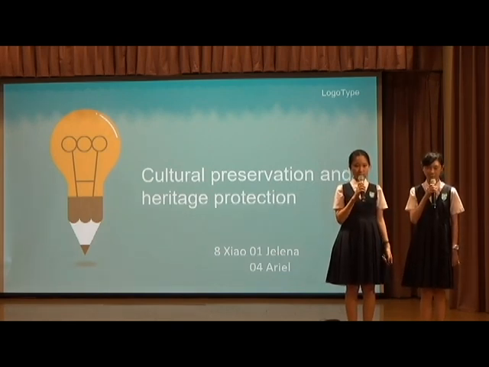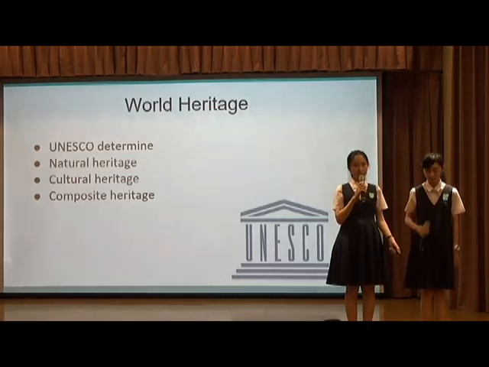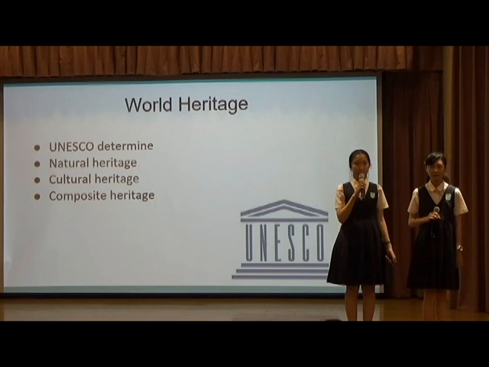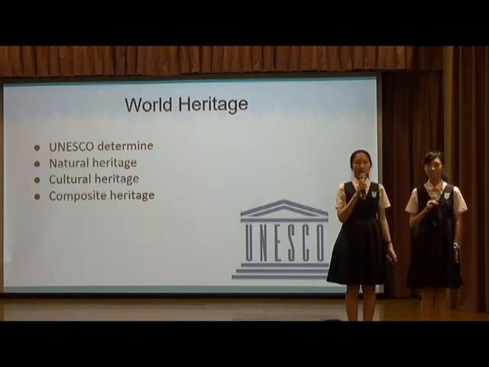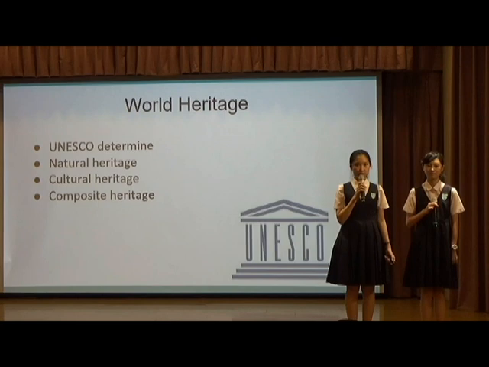Today we would like to talk about cultural preservation and heritage protection. World heritage can be divided into three, including natural heritage, cultural heritage, and composite heritage. It is determined by UNESCO, and now there are 1,157 world heritage sites. Most of it is cultural heritage, and Italy is the country that has the most heritage around the world.